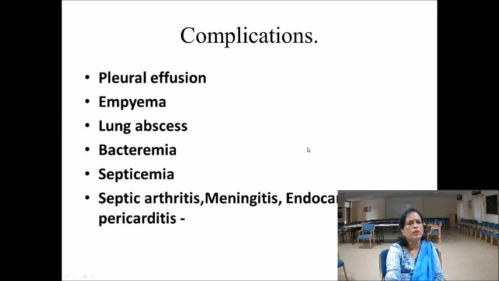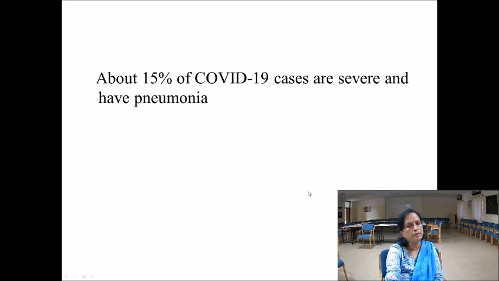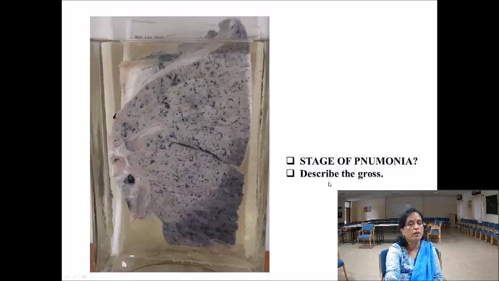Once I give you the knowledge related to this, you will be able to appreciate the gross and microscopy. So I'll show you the gross specimen, then we'll see microscopy. Now we say about 15%, or I think more for this second wave, COVID-19 cases showing severe pneumonia. So this is the specimen that we are going to show you. Is it pneumonia? What stage of pneumonia is this? Can you describe the gross appearance of this?